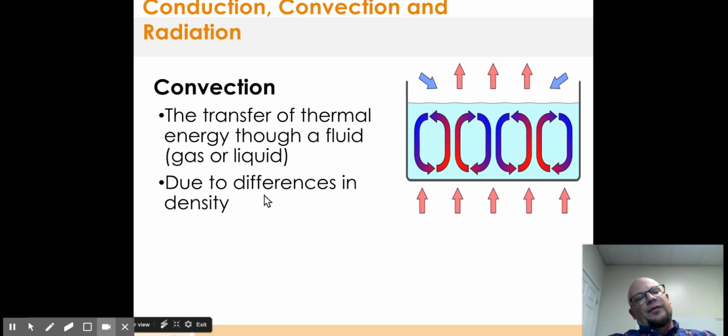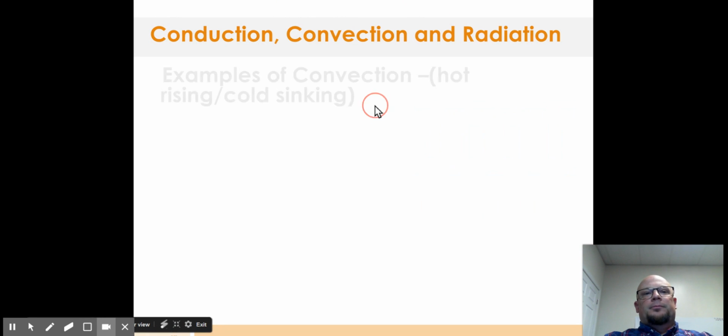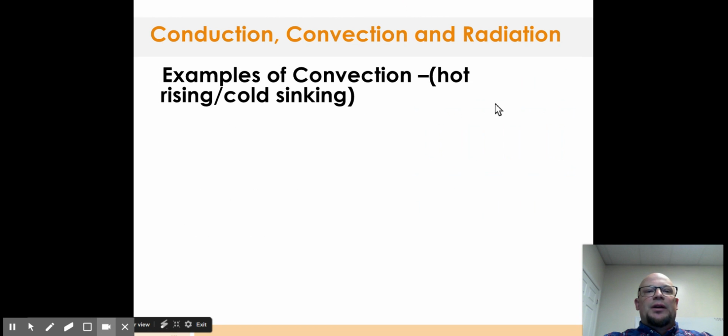Moves up and down due to the differences in density. As it heats up and those molecules begin to spread apart, it becomes less dense and rises to the top, where it cools and then sinks back down to the bottom. Hot fluid rises, cold fluid sinks. Some examples of convection.